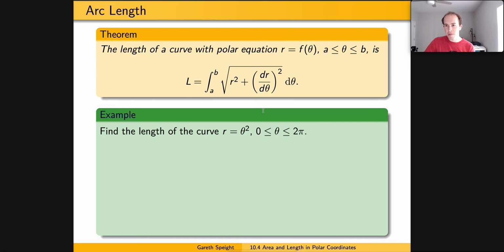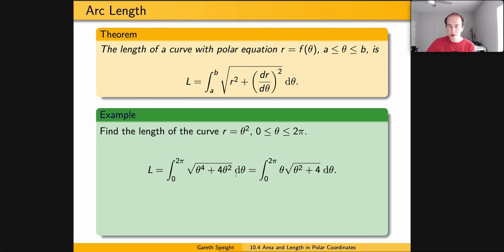So all we have to do is plug in, see what we get, and then try to do the integral. We have r is theta squared, so r squared is going to be theta to the 4. And then dr d theta is going to be 2 theta. We square it, we get 4 theta squared. So we have to integrate the square root of theta to the 4 plus 4 theta squared.